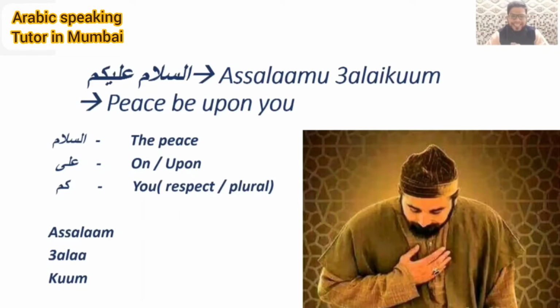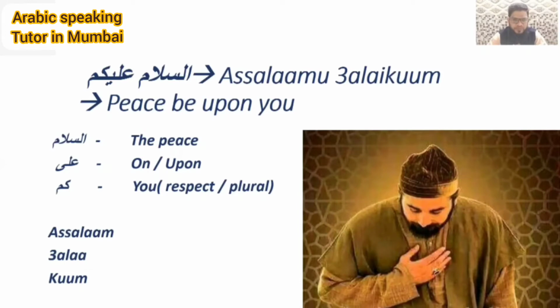What does it mean? Let us learn each and every word. Assalam, the peace. Alaikum is a combination of two words, ala and kum. So ala means on, can also be upon, and kum is a possessive pronoun. We will learn about it later, inshallah. So here we will take upon. So ala and kum, when they are joined, they become alaykum, that is upon you. So, assalam, the peace, upon you, alaykum.